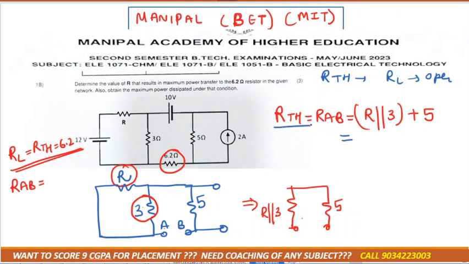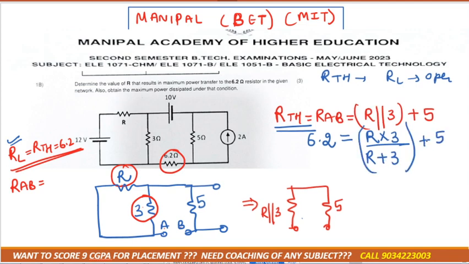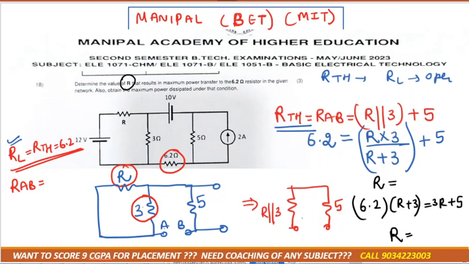So if I solve it further, the RTH value that is equal to RL that they have given, 6.2 ohm, equals R parallel 3, that is R into 3 divided by R plus 3, plus 5, correct? So if we solve it further, we'll get the value for R. Okay, we'll solve it: 6.2 multiplied by R plus 3 is equal to 3R plus 5R plus 15. I'm not solving completely, but after solving it we'll get the value for R. Our first part is completed. Understood? They didn't give the R value, they gave the RTH.